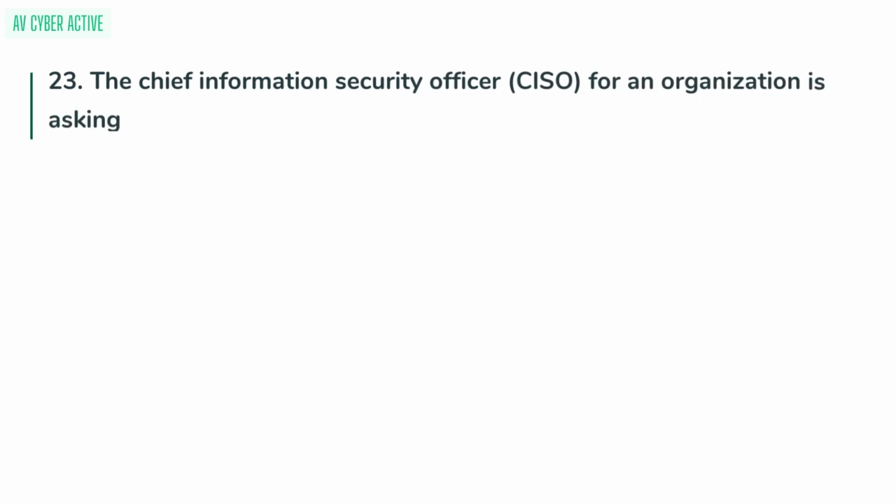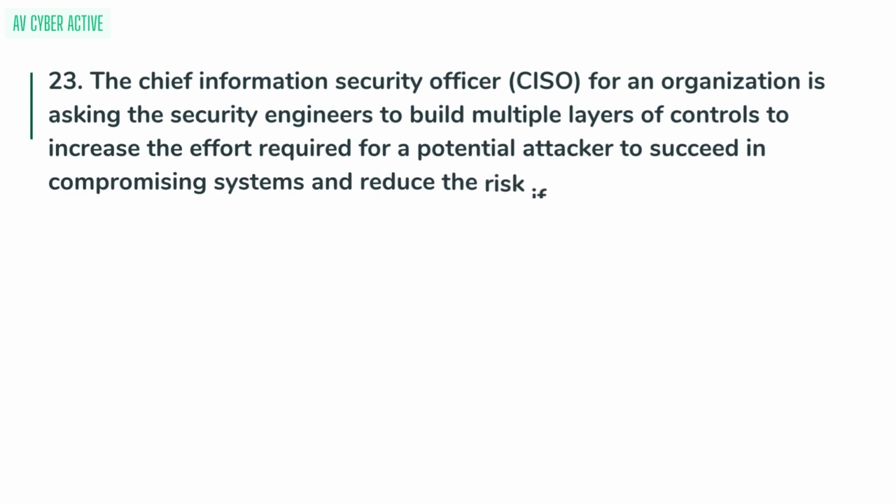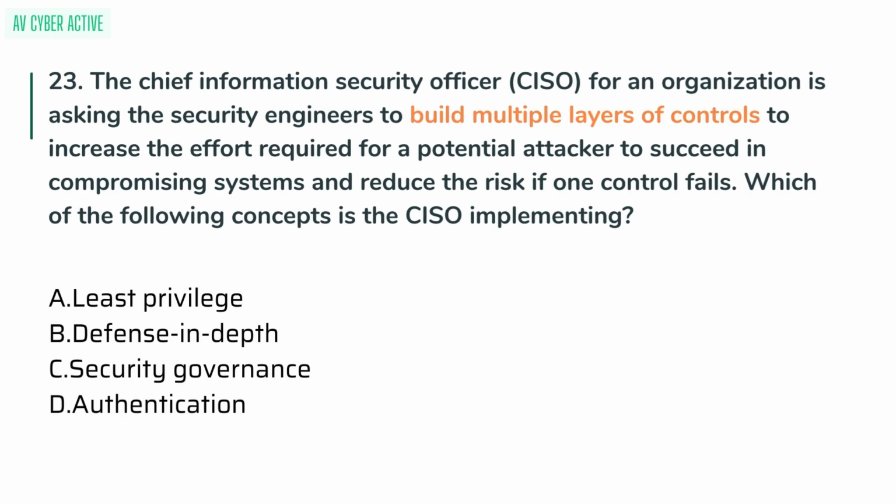23. The Chief Information Security Officer, CISO, for an organization is asking the security engineers to build multiple layers of controls to increase the effort required for a potential attacker to succeed in compromising systems and reduce the risk if one control fails. Which of the following concepts is the CISO implementing? A. Least privilege. B. Defense in depth. C. Security governance. D. Authentication.